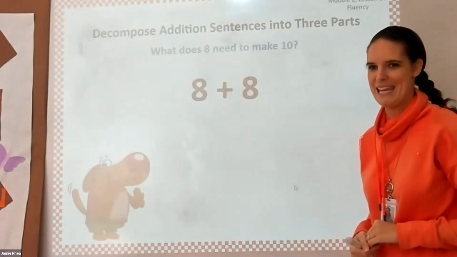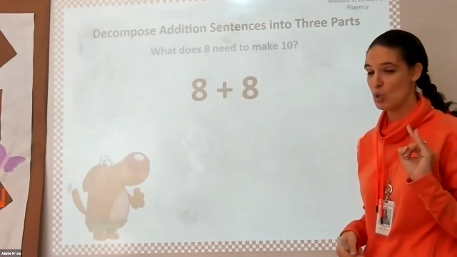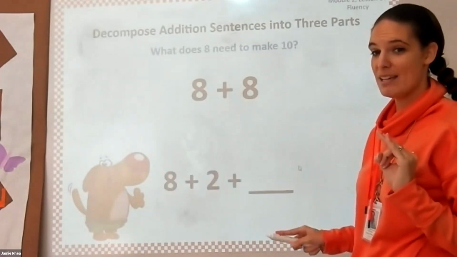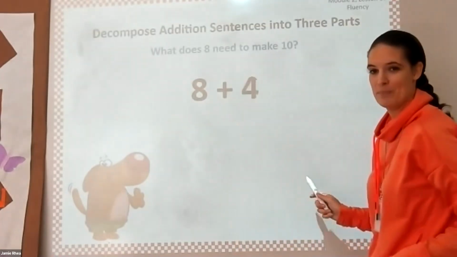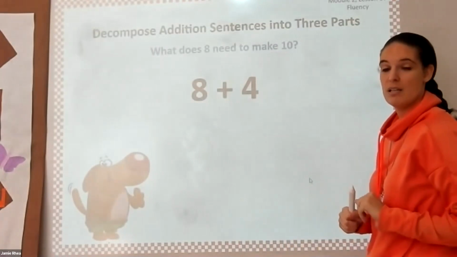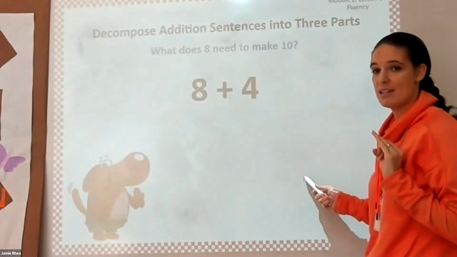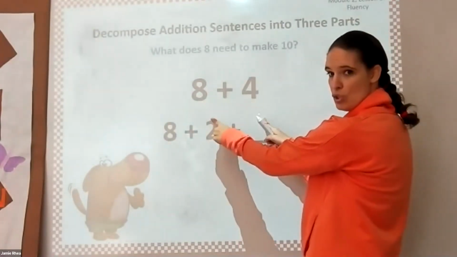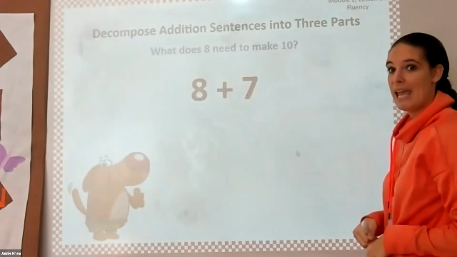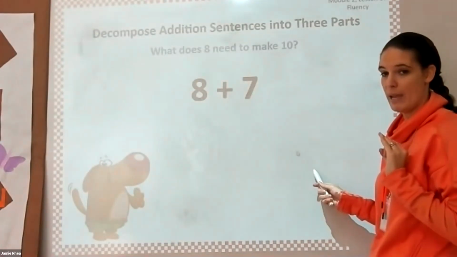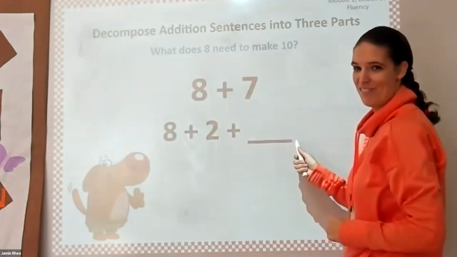Ooh, 8 and 8. How many does 8 need to make 10? 8 needs 2. So 8 plus 2 plus, if I break that 8, 2 and 6. 8 and 4. 8 needs 2 more to make 10. So 8 plus 2 plus, I break it down, 2 and 2. Okay, 8 and 7. 8 needs 2 more. 8 plus 2, break down my 7, 2 and 5.